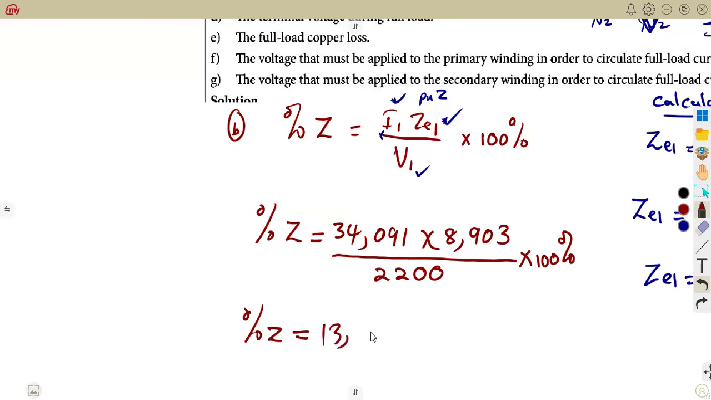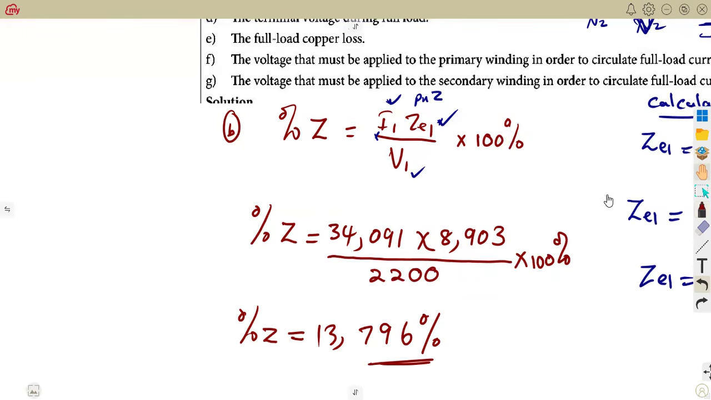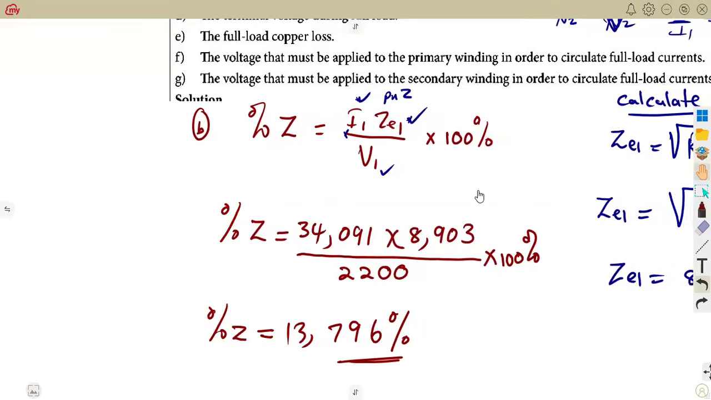So that was going to give us 13.796% impedance, percentage impedance. We have the percentage impedance. So you have to be very careful.